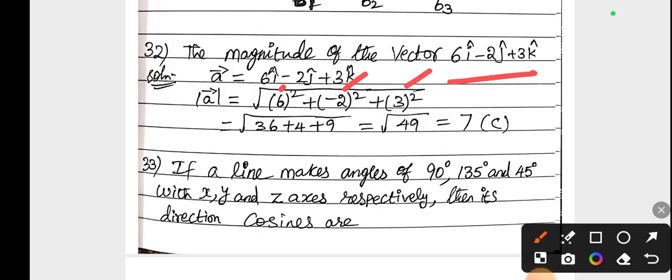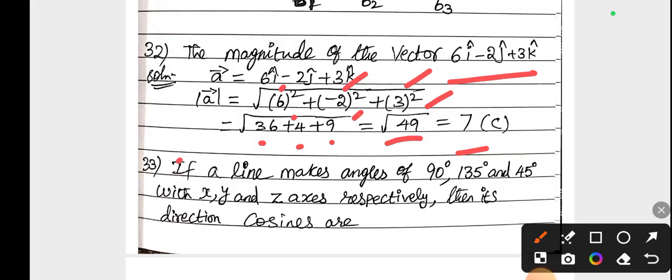Very easy. Apply 6 square plus minus 2 square plus 3 square. What is 6 square, children? 36. Minus 2 square is 4. 3 square is 9. So 36 plus 4 is 40, 40 plus 9 is 49, root 49 is 7. And go for option C. Clear? Check, then go for the 33rd question.